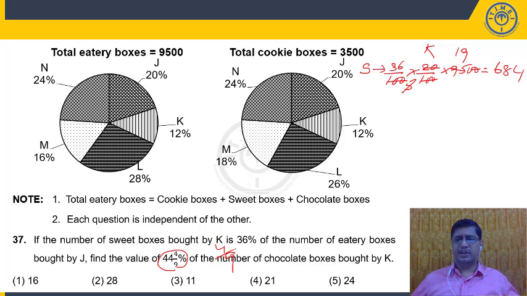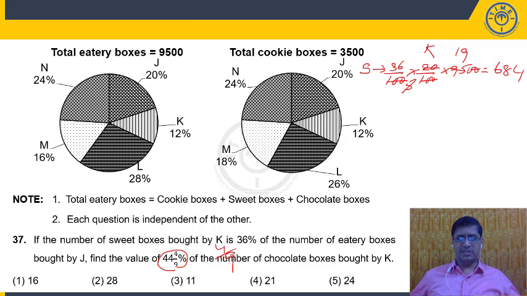Okay, 19 into 36 means 20 into 36 minus 36. 20 into 36 is equal to how much? Yes, you are right, 720. 2 times 36 is 72, so 720 minus 36 is 684. Then what is it? This is sweet boxes. Then what is the second point here? Sweet boxes is 44 4/9% of the number of chocolate boxes, which we need to find.